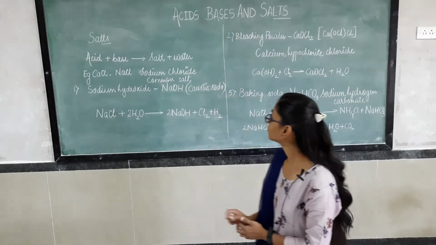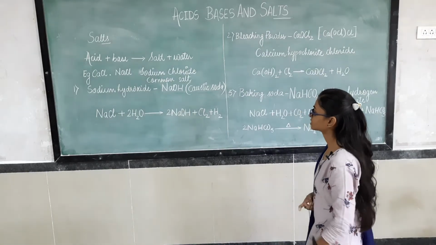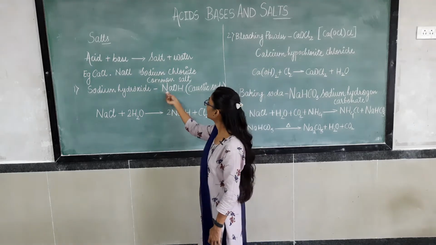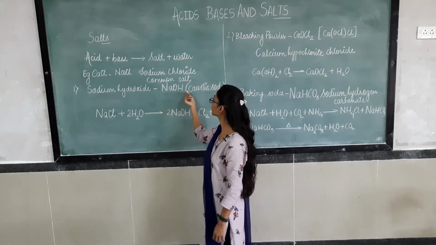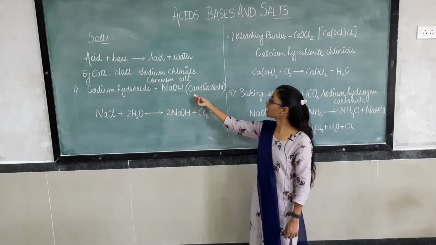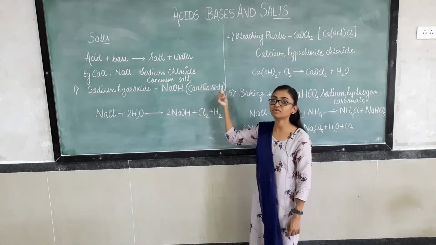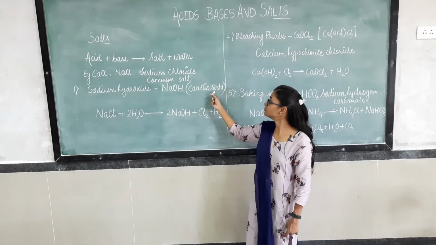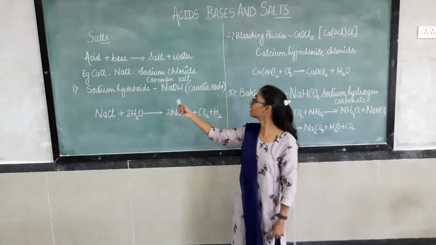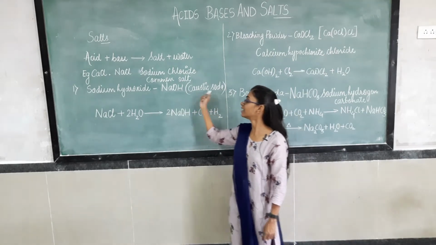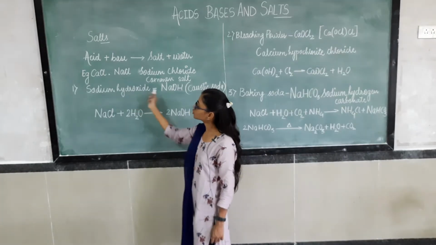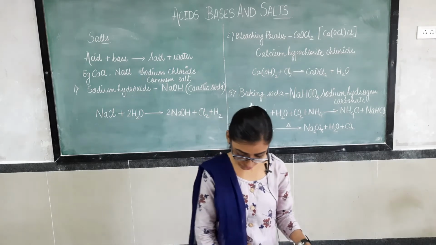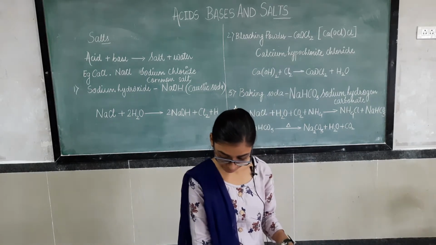First is sodium hydroxide. Sodium hydroxide is NaOH. It is generally known as caustic soda, which we use in our day-to-day life. So the general name of sodium hydroxide is caustic soda, and the chemical name is sodium hydroxide. So we'll first see the formation of caustic soda.